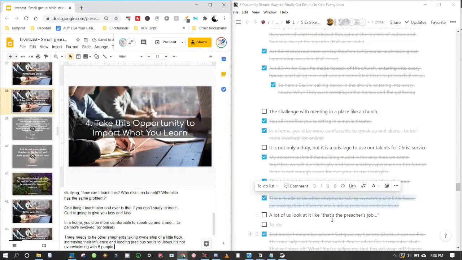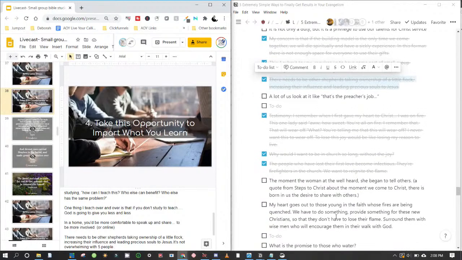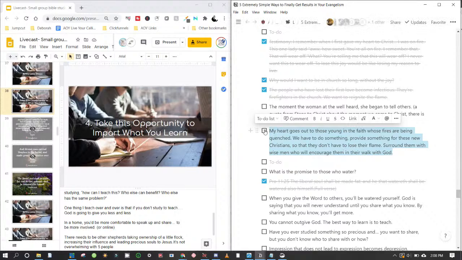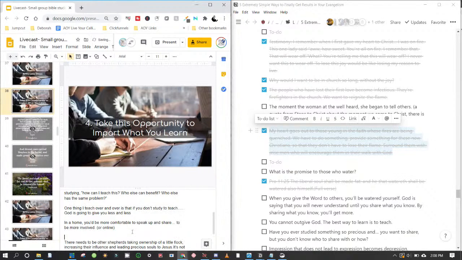A lot to look at is like, that's a preacher's job. No, not the preacher's job. The moment the woman at the well heard, she began to tell others. There's born this desire to share. My heart goes out to the young in faith whose fires are quenched, who want to do something for the Lord. Pray for these new Christians so they don't lose heart. Surround them with wise men who will encourage them in their walk with God. Yeah, that's what we've got to do.